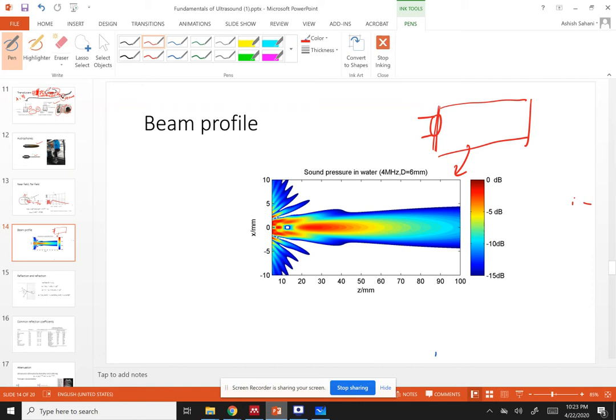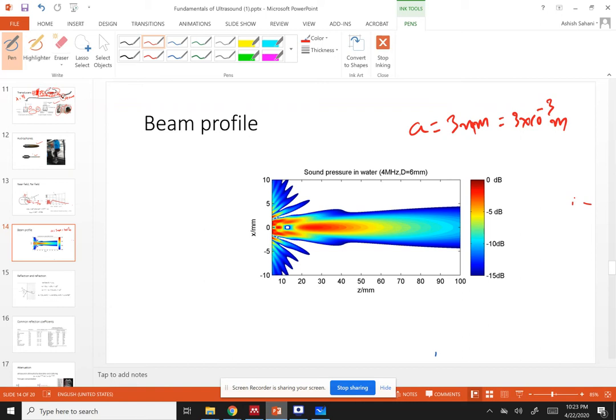From here, we can do a quick calculation. This is a transducer with a diameter of 6 millimeter. If the diameter of the transducer is 6 millimeter, then its radius is 3 millimeter, which is equal to 3 × 10⁻³ meters.